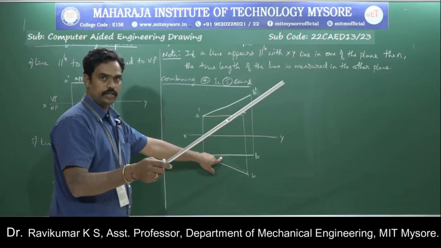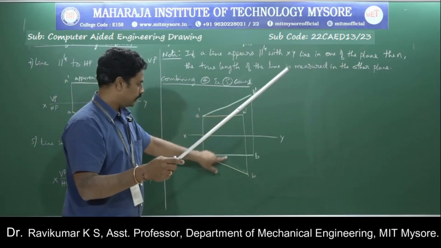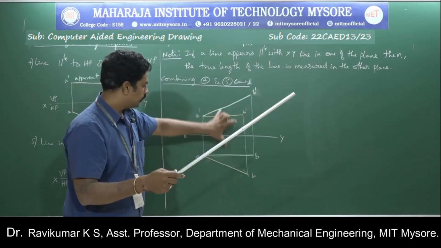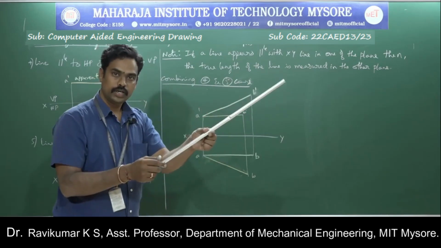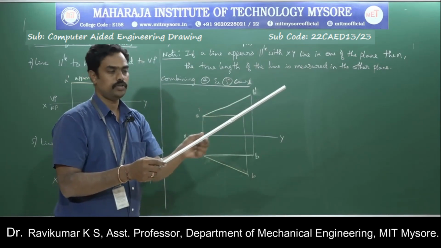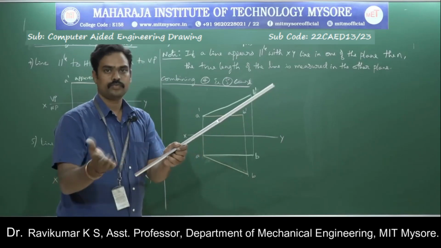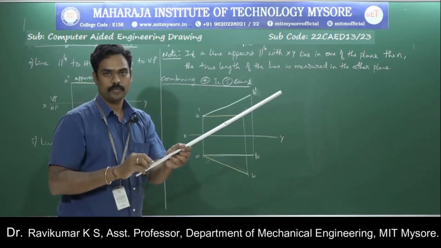With the green ink, this is the true length of the line, and this is the top view apparent length of the line. You will get this once you take off the inclination with respect to VP. So that is how you need to convert the inclination from both the planes to any one of the standard cases, either 4 or 5.